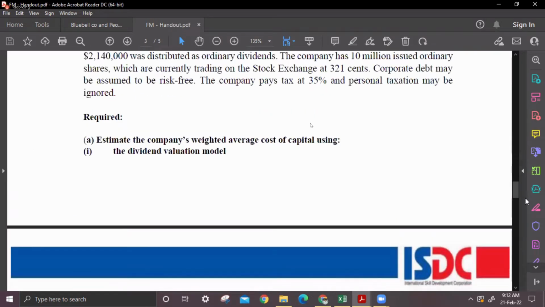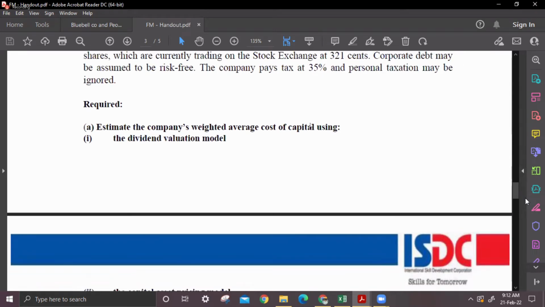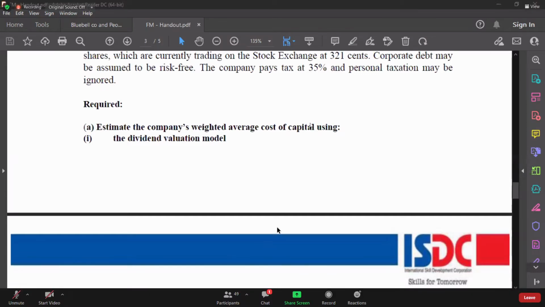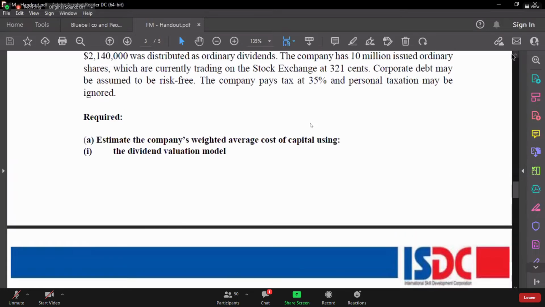When do we use DVM and when do we use CAPM? Respond. Yes, Edwin. Where risk is taken, we use CAPM. In your DVM, there is no risk factor taken into consideration. All right. Okay, you're on the right track. So can you all calculate the weighted average cost of capital?